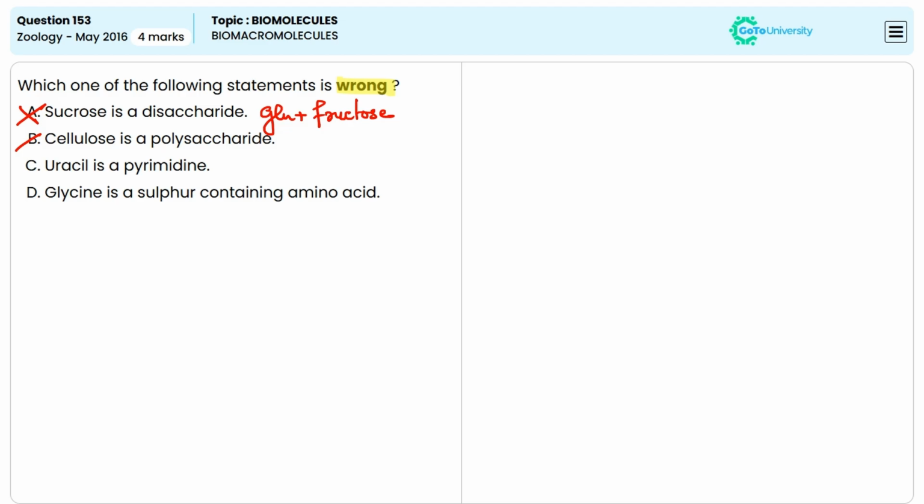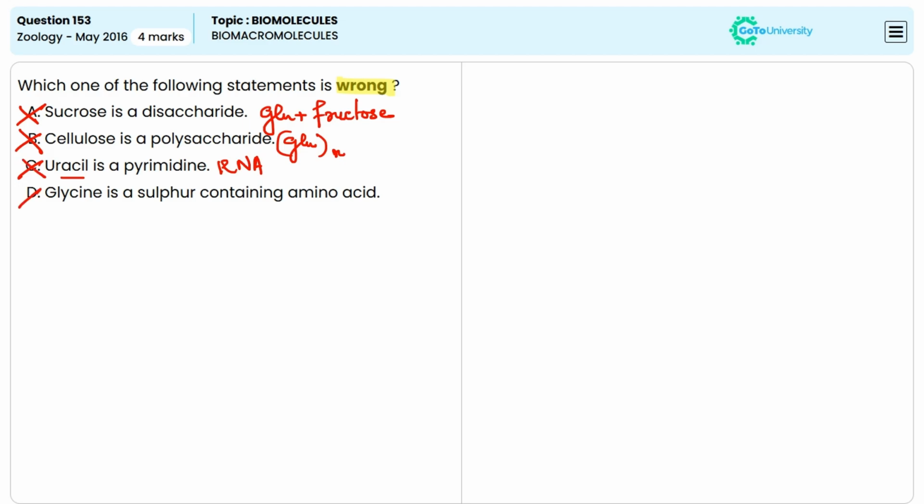Yes, cellulose is a complex carbohydrate made up of long chains of glucose molecules, making it a polysaccharide, and it is a primary structural component of plant cell walls. So option B is also incorrect. Option C, uracil is a pyrimidine. This is also true. Uracil is one of the 4 nitrogenous bases in RNA and it is a pyrimidine. So option C is also incorrect.